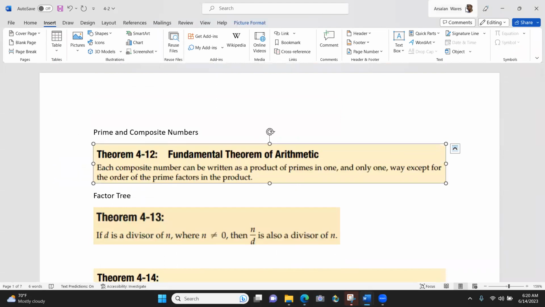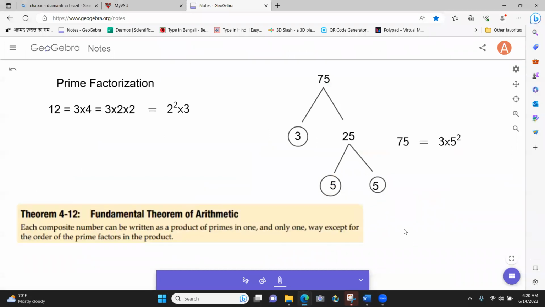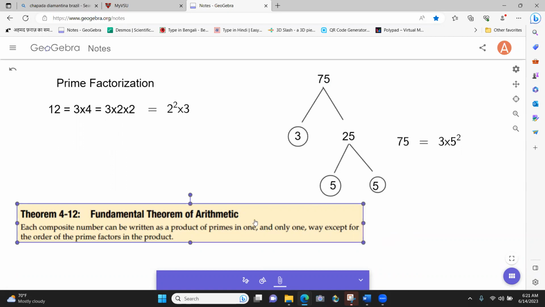You're going to hear it called the fundamental theorem of arithmetic. It says each composite number can be written as a product of primes in one and only one way, except for the order of prime factors in the product. So basically, they're saying 75 has only one prime factorization. It's 3 times 5 times 5. We don't care about the order, so if you write 5 times 3, it's not a different prime factorization. 12 has only one prime factorization. That's 2 times 2 times 3. That's all it means.